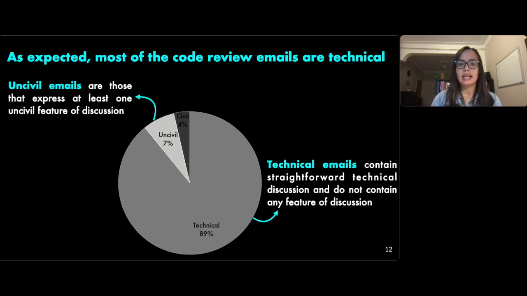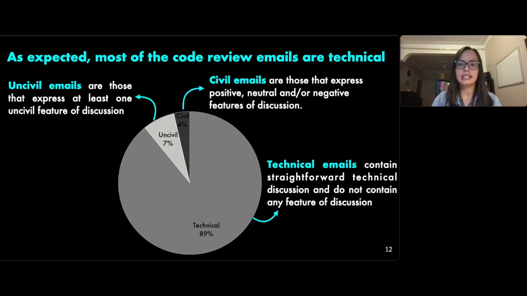Then, uncivil emails are those that express at least one uncivil feature of discussion, and 7% of the code review emails are uncivil. And then we have the civil emails, which are those that express positive, neutral, or negative features of discussion, and none of those features are uncivil. So 4% of the analyzed emails are civil.